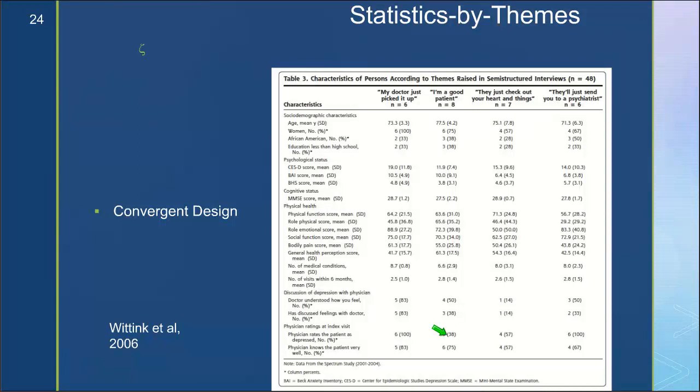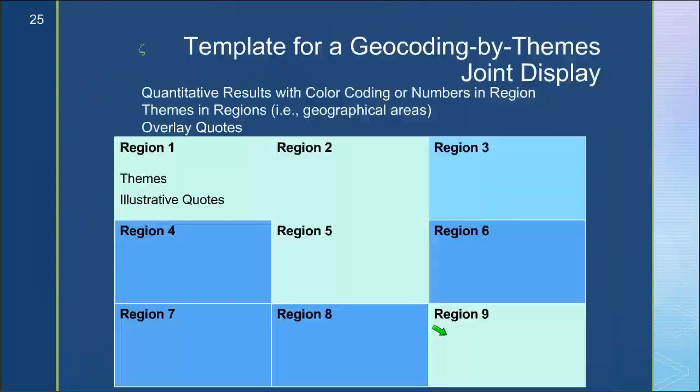And they talk about that in this paper. And they talk about really why it was so important and why they wouldn't have arrived at some of these implications and inferences had they not integrated the 2 forms of data. So another example of merging would be really trying to relate geocoding by themes in a joint display.